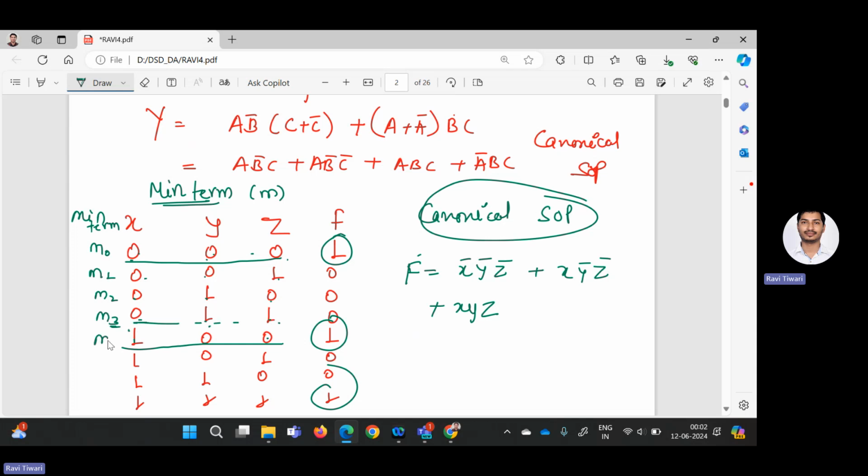This is m4. This is m5. This is m6. And this is m7. Right. So this is the canonical SOP.